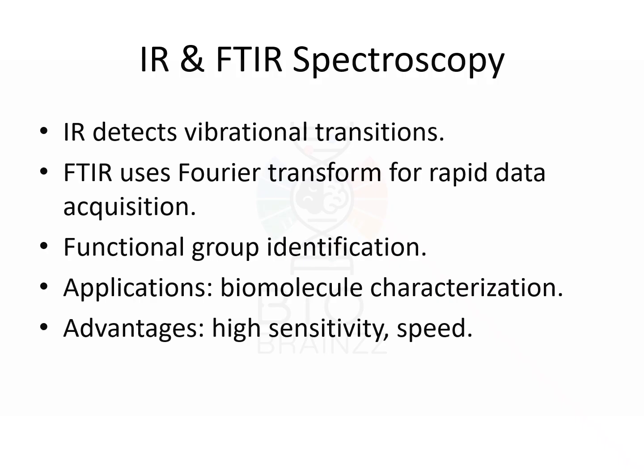When IR radiation passes through a sample, different bonds vibrate at different frequencies. These vibrations help us identify functional groups present in the molecules. FTIR is an advanced version of IR spectroscopy. It uses Fourier transform to collect data faster and more accurately. This technique is widely used for biomolecules characterization and has advantages like high sensitivity and quick analysis.